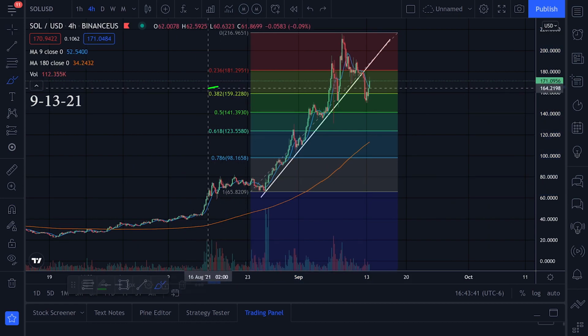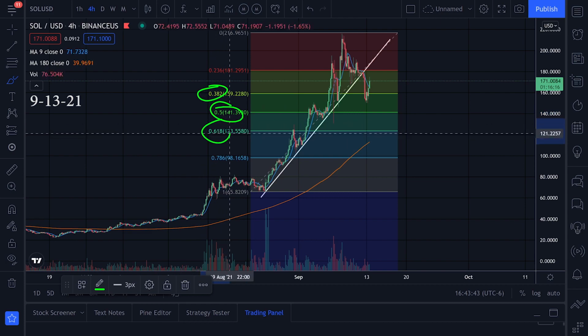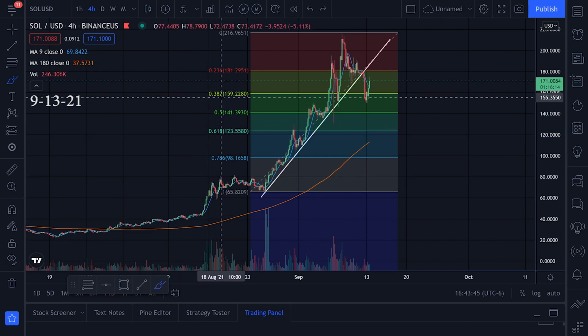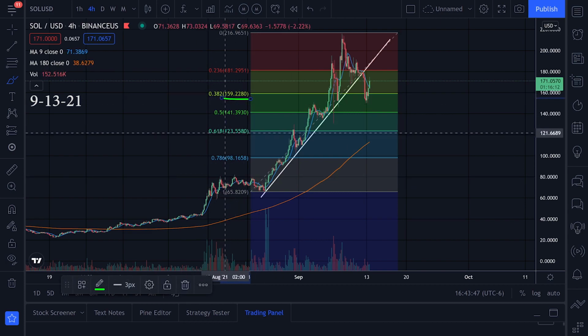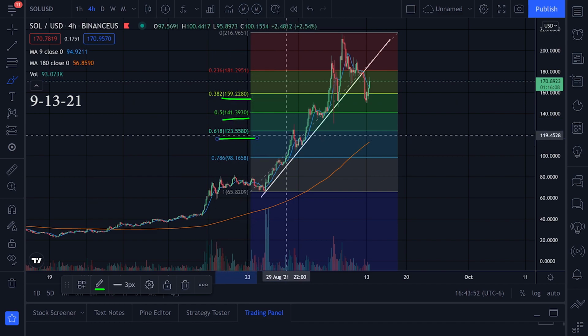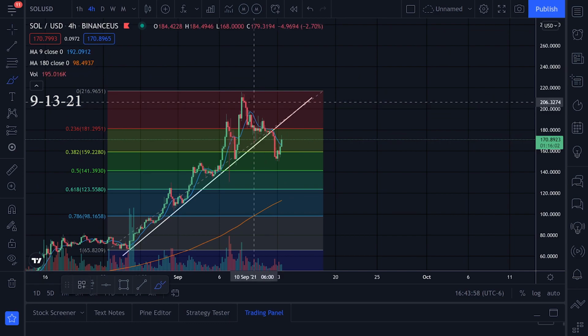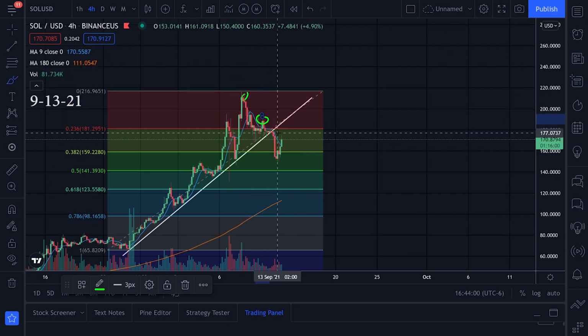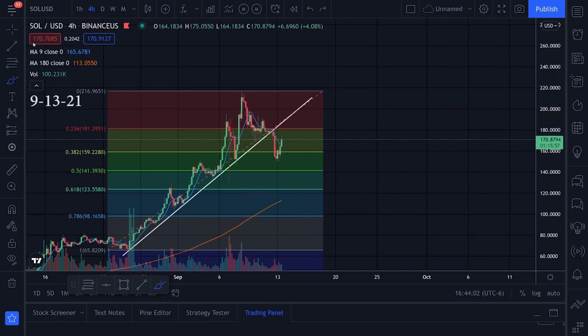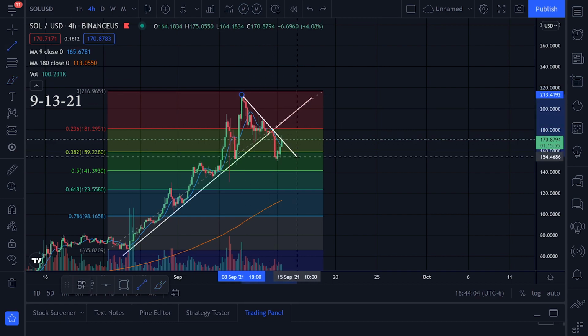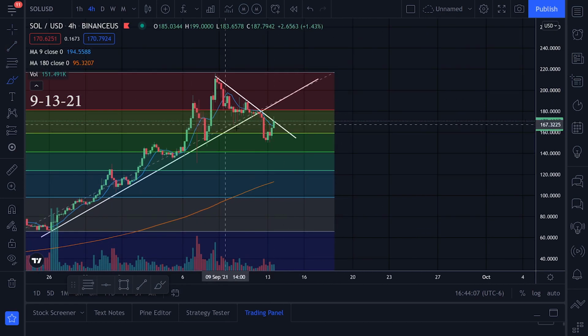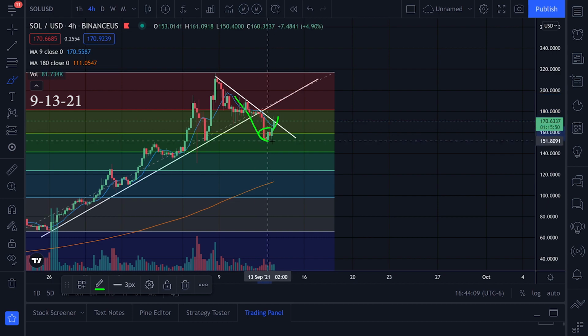So what I'm looking at is the 38% level, the 50% level, and the 61% level. These are sitting at 159.22, 141.39, 123.55. We also are watching this resistance right here, and resistance right here. We have a trend line going to the downside, something like that. We already came down and filled the 38% level.